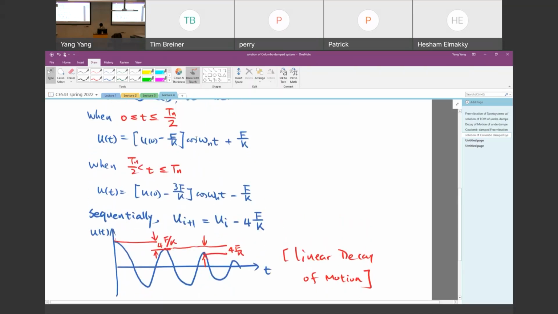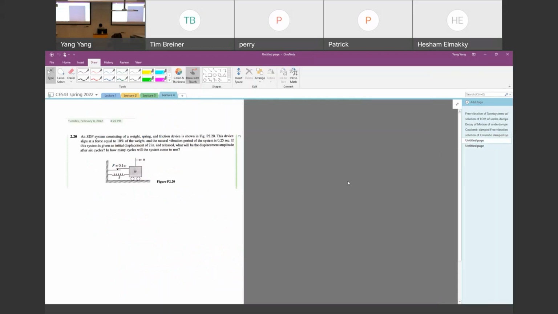Subsequently, we can also figure out the response displacement function of that. Any questions up to here? Otherwise, let's go over an example here.